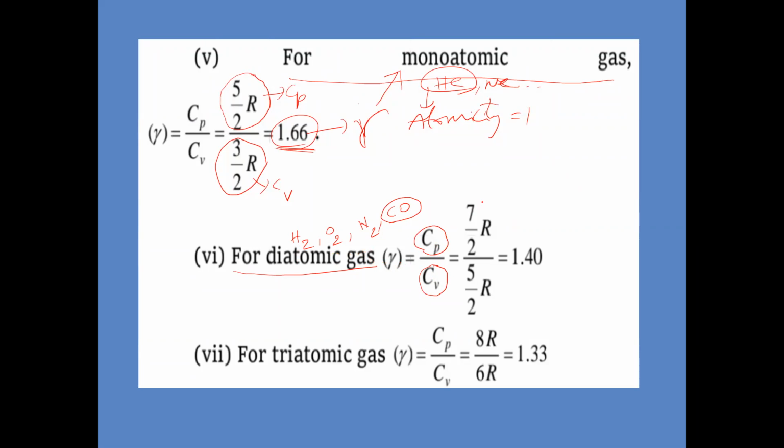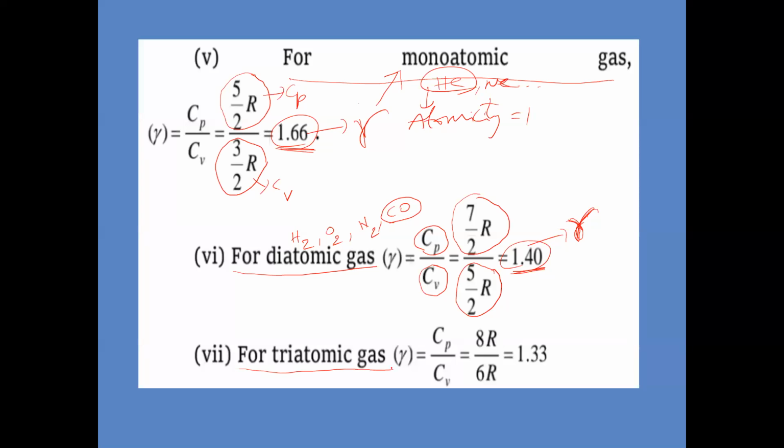Now for diatomic gas, the Cp value and the Cv value will be changing. For monoatomic gas, Cp is 5/2R. But here Cp is 7/2R. 7/2R is the Cp value for diatomic gas. And what is the Cv value here? 5/2R is the Cv value for diatomic gas. If you substitute Cp and Cv, we get 1.4. 1.4 is gamma, the Poisson's ratio, for diatomic gases. Here 1.4, and for monoatomic 1.66.